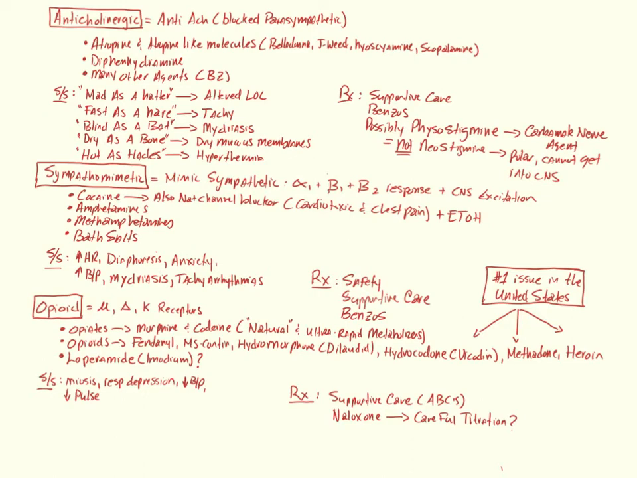Sympathetic is activating sympathetic. Does that make sense? They look similar in some cases, the signs and symptoms, but there are some very big differences. So you're mimicking sympathetic. That's your alpha 1, your beta 1, your beta 2, and your CNS, central nervous system excitation. What are some good examples? Cocaine, amphetamines, methamphetamines, bath salts, cathinone, mephedrone, okay? All of those fall into that.